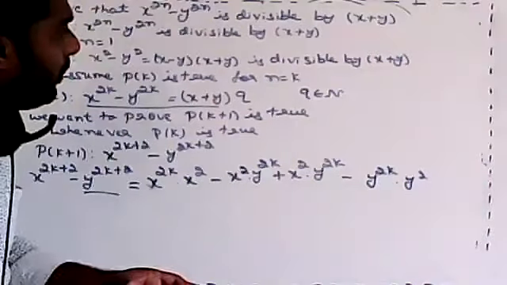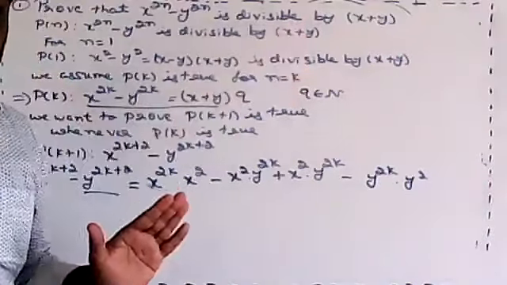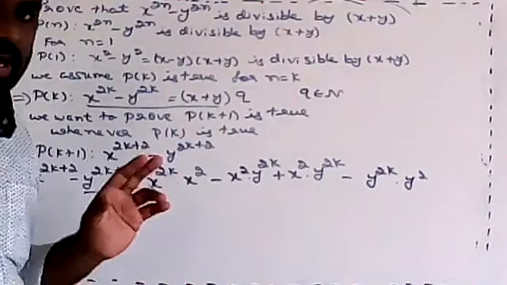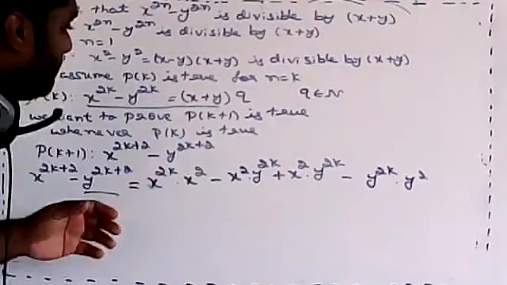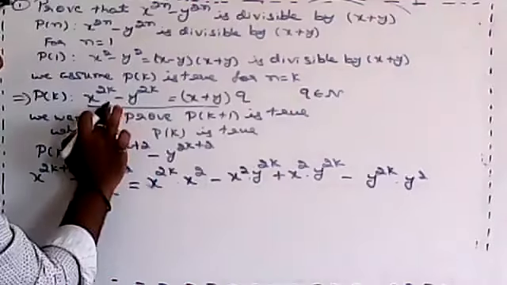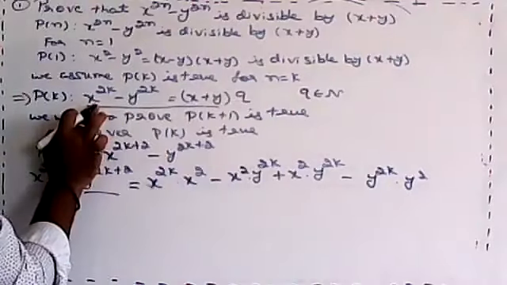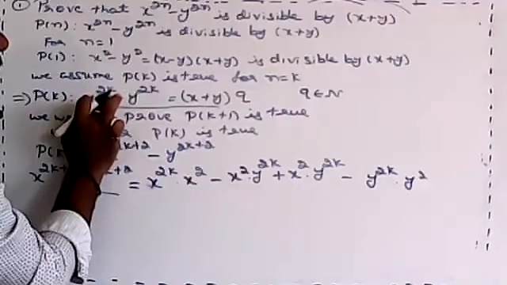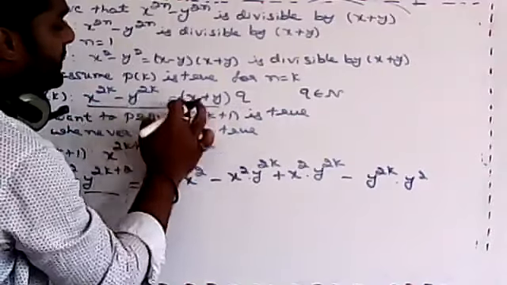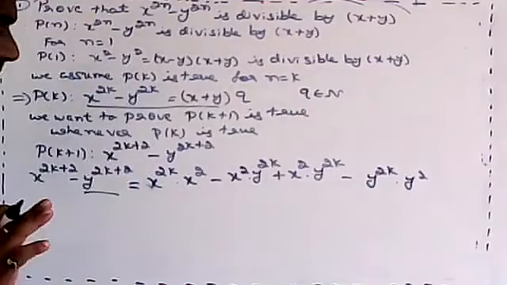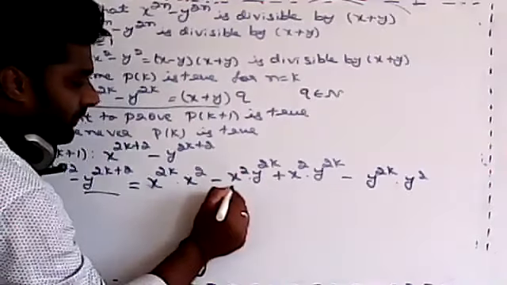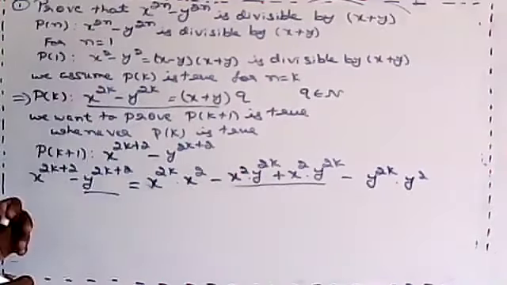Okay. So the problem is what? Is it divisible by x plus y, we have to show. Correct or not? We know that if the term is in the form of x to the power of 2k minus y to the power of 2k, then only I'll get x plus y into q in its place. Correct?